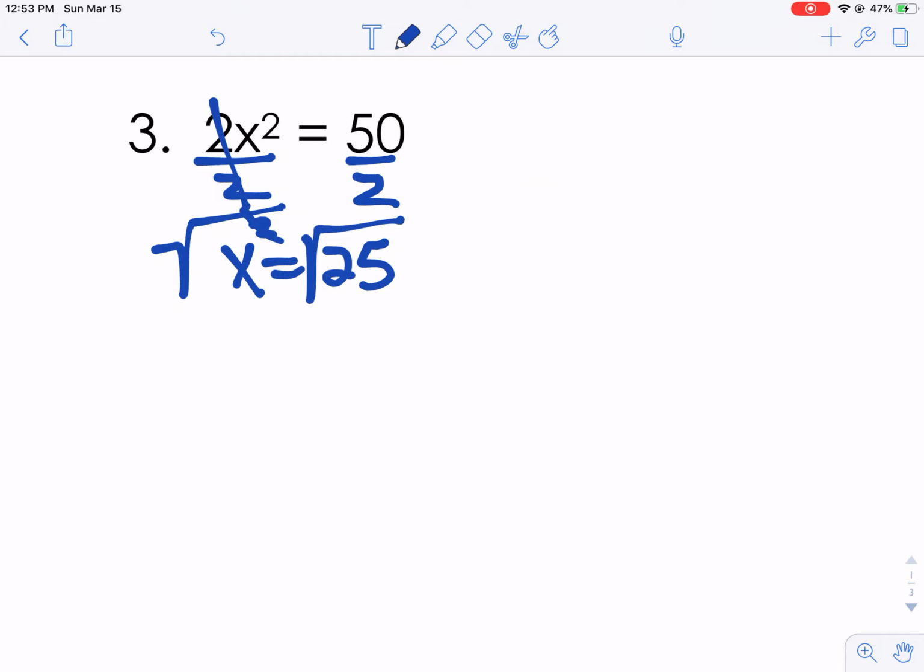A square cancels the square root, leaves me with an x. Square root of 25 says what number times itself makes 25? Well, that would be a 5. And don't forget the positive or negative. That's the biggest piece of today's lesson, is you will get 2 answers when you take a square root. If you would like to write it this way, you can.